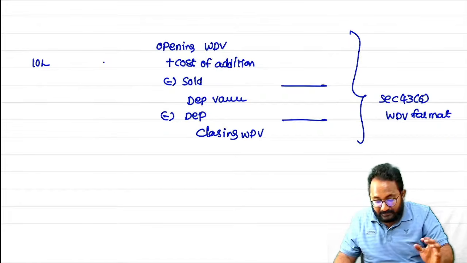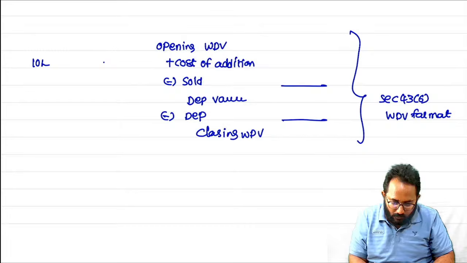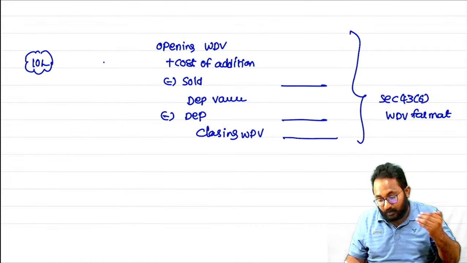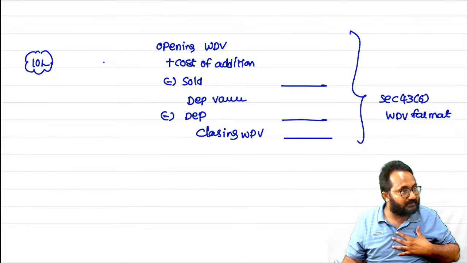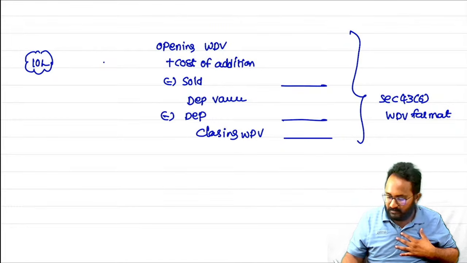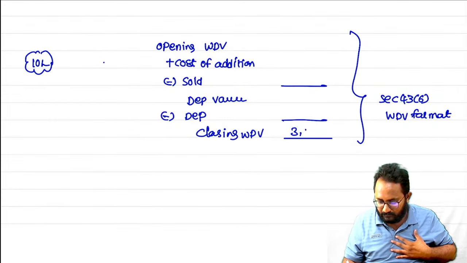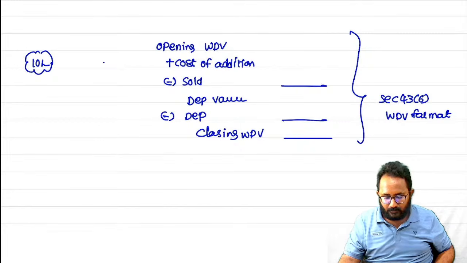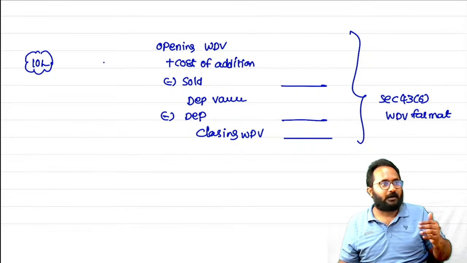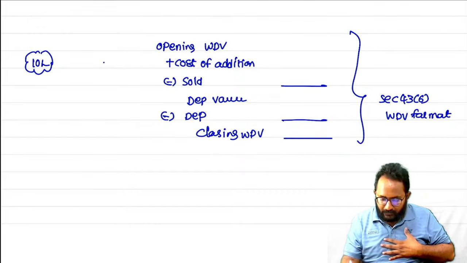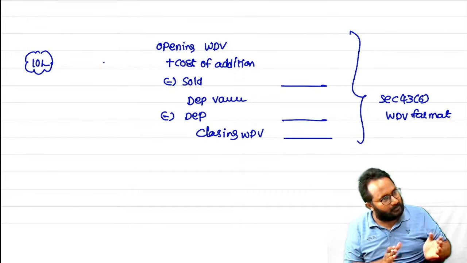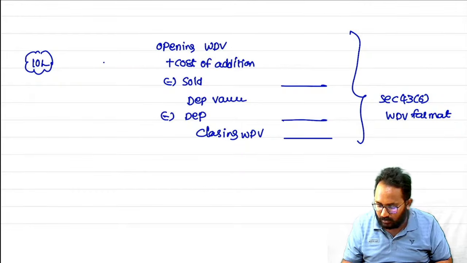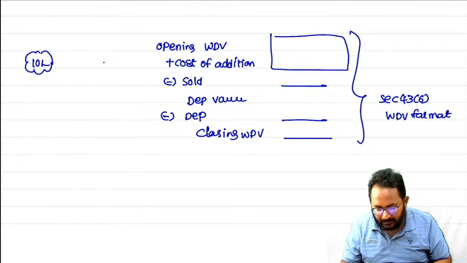WDV format. Yes, listen carefully. Now 10 lakh we purchased, but last year's closing WDV, this year's opening WDV, is maybe 3 lakh. Because we claim depreciation every time, whatever depreciation we got already is reduced from the asset. Simply, opening WDV will represent the current value, right?